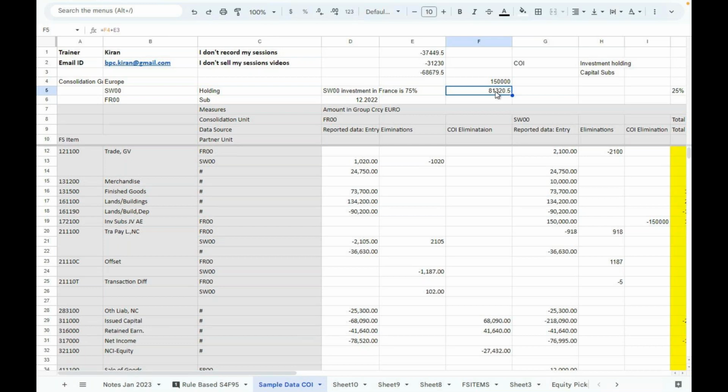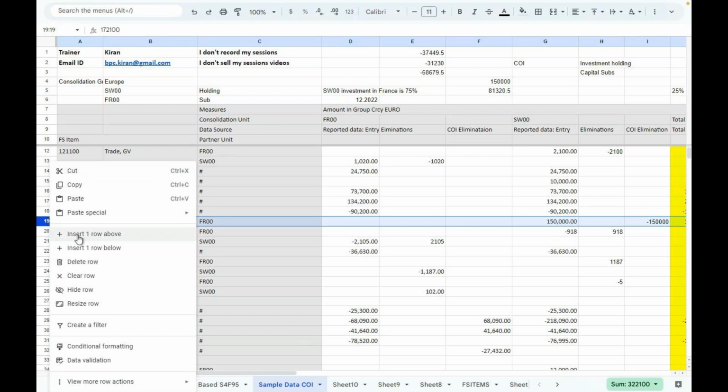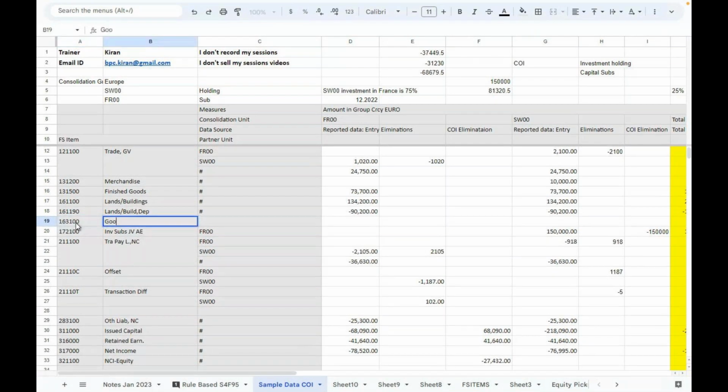So now let's say I want to show it as an asset. So what I will do here, I can insert one row here above, 163100. This is my goodwill account, which shows the 81,320.